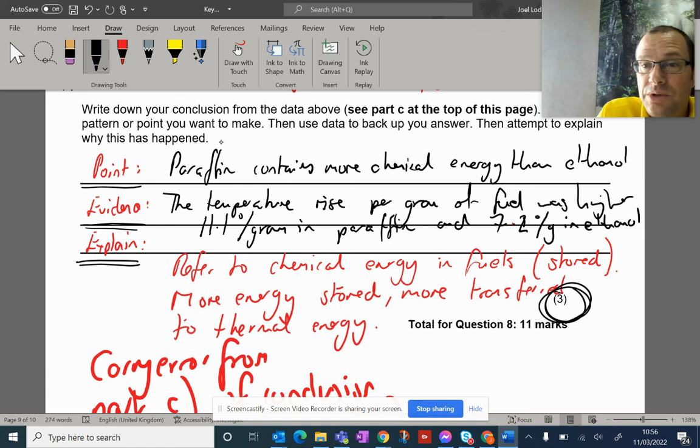Then I want you to quote the data. So tell me the data that you got from your table above. You had to have actually quoted the data to get that point. And then refer to the chemical energy in fuels. So if you said paraffin has more chemical energy stored or has a higher density of energy, then that is absolutely fine.